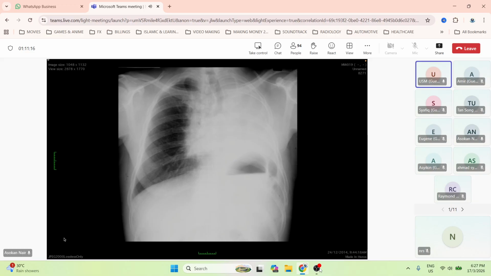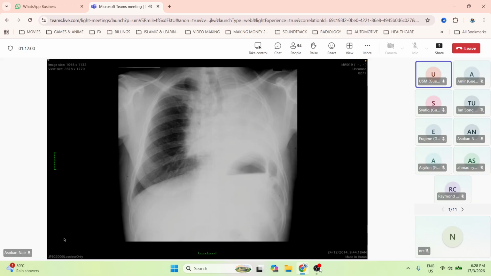A hazy opacity is also seen within the right mediastinum region with loss of the normal right hilar point. There is elevation of the left hemidiaphragm. There is no right pleural effusion. There's deviation of the trachea to the left side. The rest of the bone and soft tissue are normal. So my diagnosis for this is a complete whiteout of the left hemithorax.